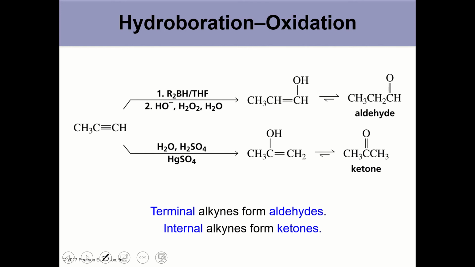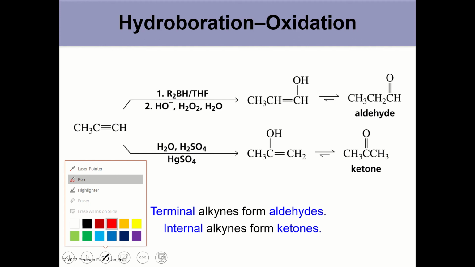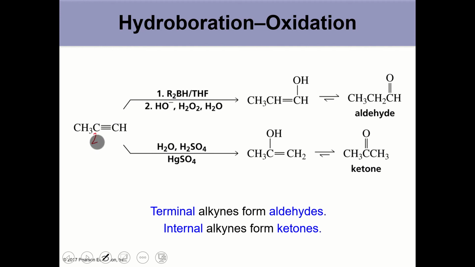Okay, and then what occurs if we have a terminal alkyne? This is when we have a more substituted and a less substituted carbon. So we have secondary and primary. Well, that's where you remember that hydroboration oxidation forms the less substituted alcohol for the alkene. So oxygen adds to the primary carbon.